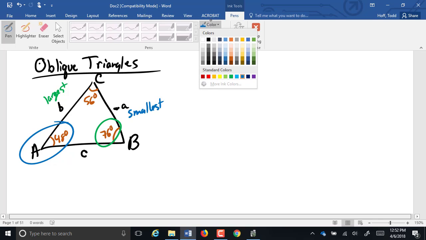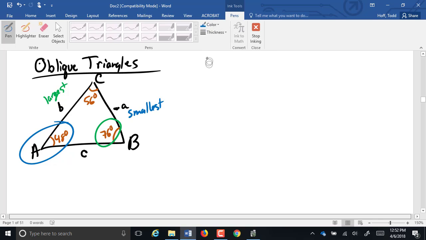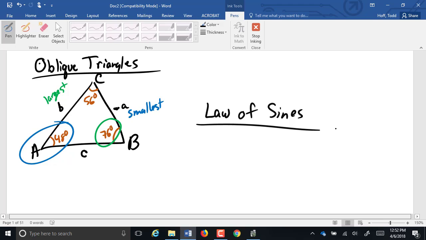Well, there is a law that describes this relationship. It is the law of sines. And what it states is, yes, the biggest side is opposite the biggest angle, but it's not a linear relationship. It's not related to the degrees of the angle, it's related to the sine of the angle.